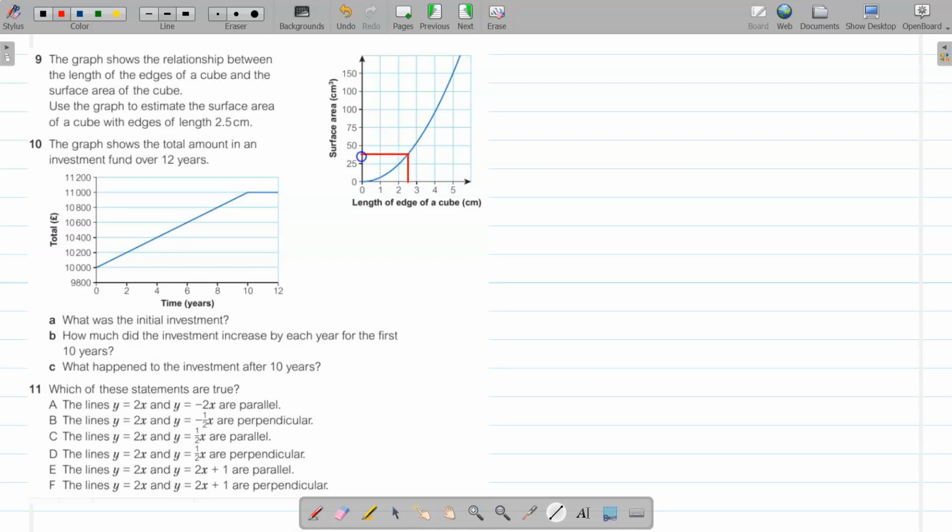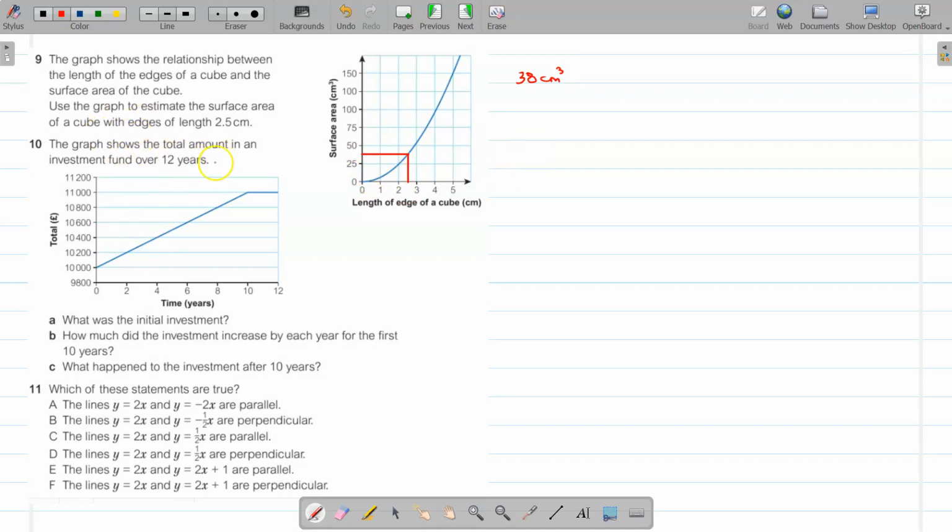I reckon that is about 30, well, it's between 25 and 50. It's about 37, 38, maybe something like that. They will allow a certain tolerance. I'm going to put 38 because it's just a bit more than halfway between those two. Okay, so 38 centimeters cubed for this one. Okay, that's number 9. They'll allow a tolerance there because of the reading of the graph.